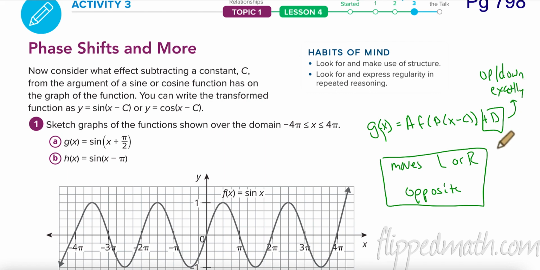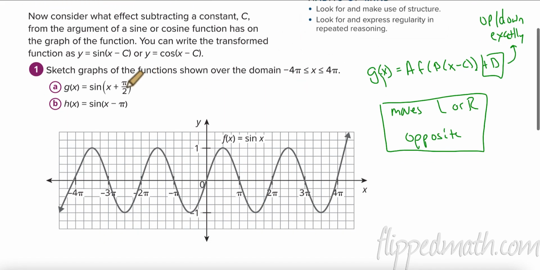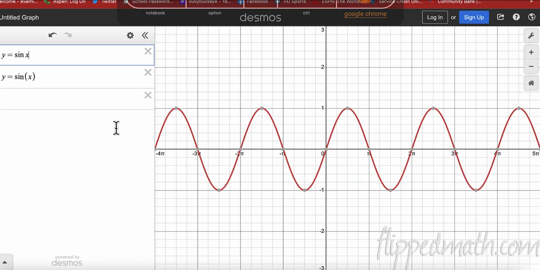So on the inside, let's see what happens when I have a sine graph and I add pi over 2. When I add pi over 2, what happens? So what I want you to do is watch this value right here. Inside, adding means I'm going to go left. So this point should go to the left pi over 2 units, right here. Let's see if that's what happens.